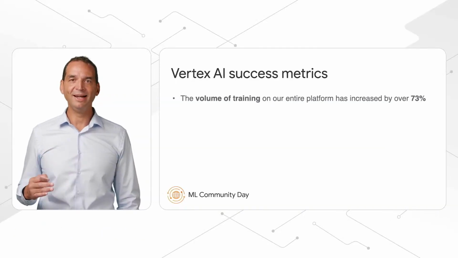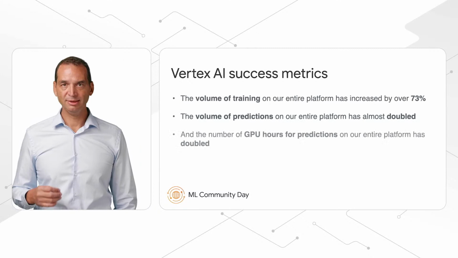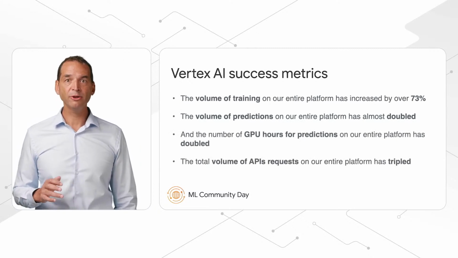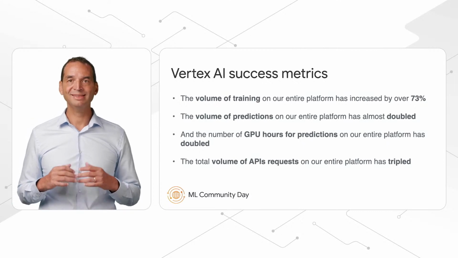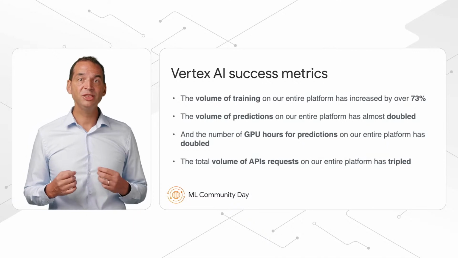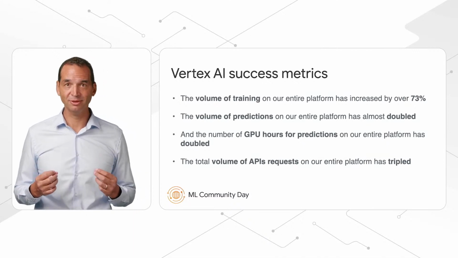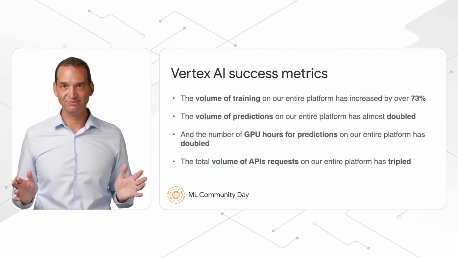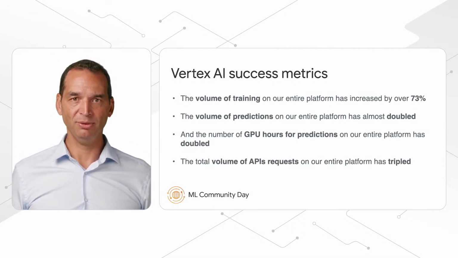And we've seen exciting user adoption. Since we announced general availability in May 2021, the volume of training has increased by over 70%. The volume of predictions has doubled. The number of GPU hours for prediction has doubled. And the total volume of API requests has tripled. Let's take a look at an example.